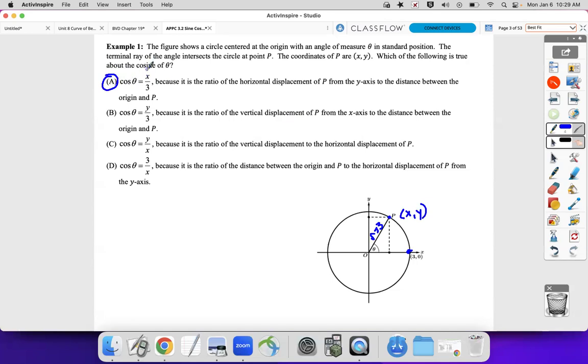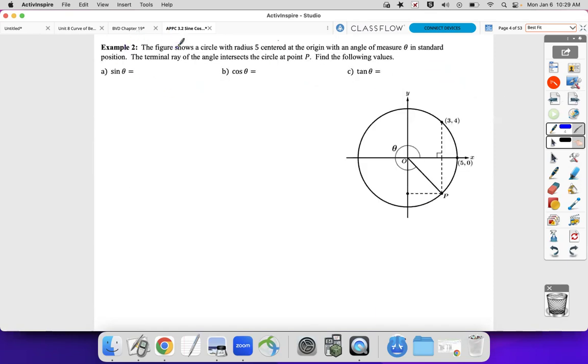The cosine theta is the x value of point P over the radius 3, because it is the ratio of the horizontal displacement, x, over the radius, the distance from the origin to P. So cosine theta. Okay.